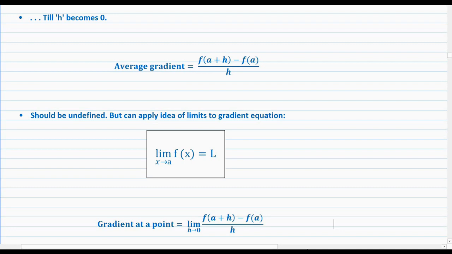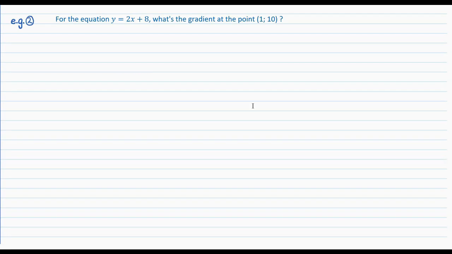Let's apply this to an example. For the equation y equals 2x plus 8, what's the gradient at the point (1, 10)? This is the equation of just a basic straight line and not a curve, but the equation works for any function. I'm using this example of a line since we already know what the gradient is supposed to be, which is just 2, by comparing to y equals mx plus c.